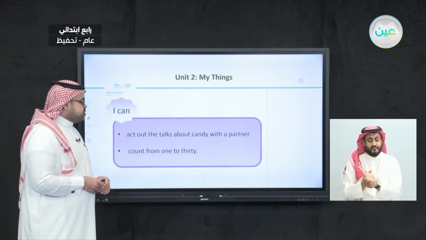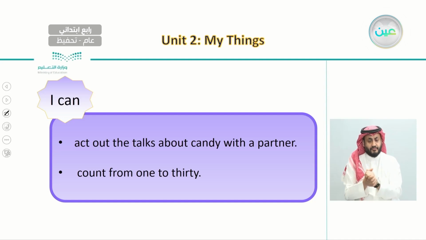So at the end, it's important that you can act out these talks about candy with a partner, and also count from 1 to 30.